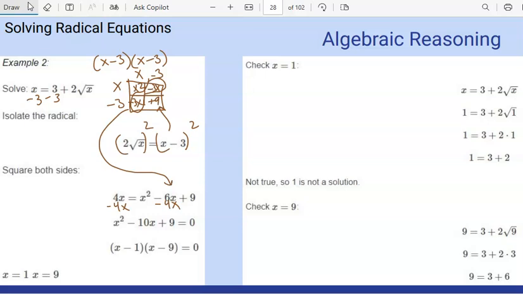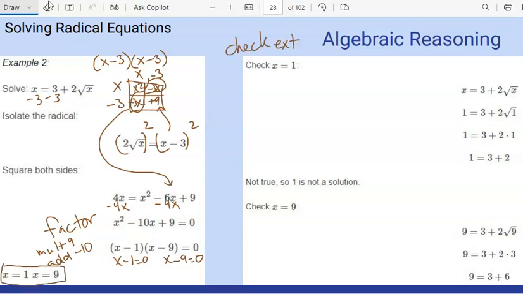You want to factor it. Two numbers that multiply to 9 and add to negative 10. So we have x minus 1 equals 0 and x minus 9 equals 0. So your two answers are x equals 1 and x equals 9. But before we determine if they're real or extraneous, we want to check each of those solutions.